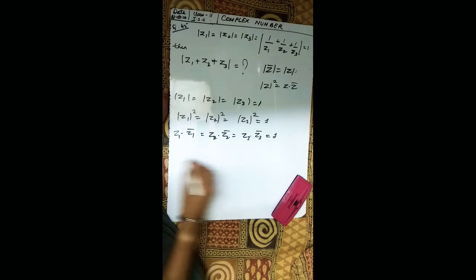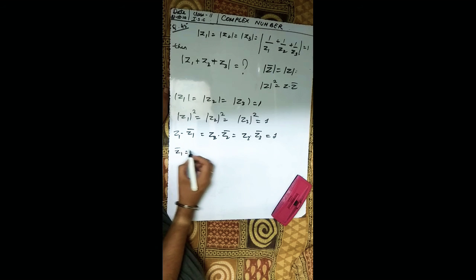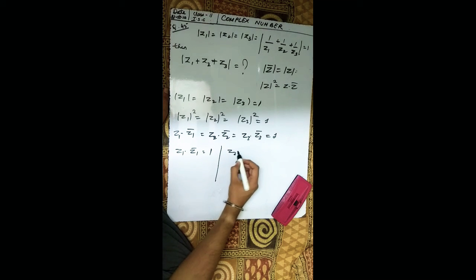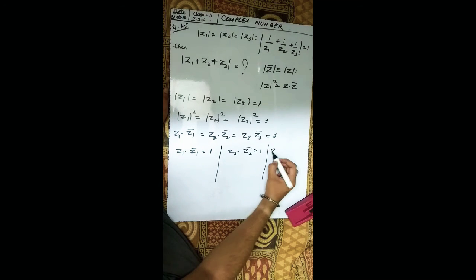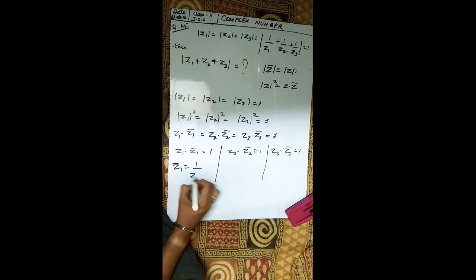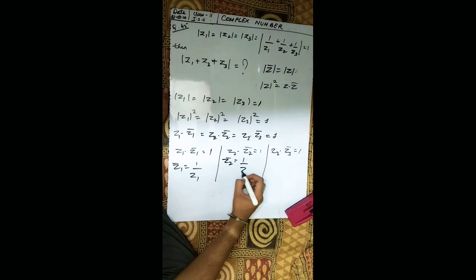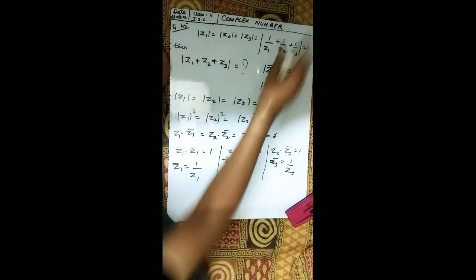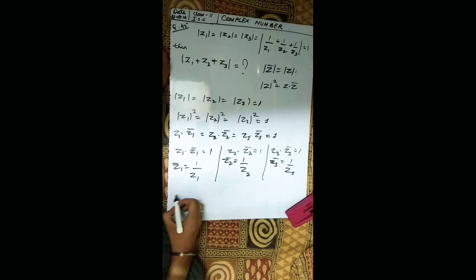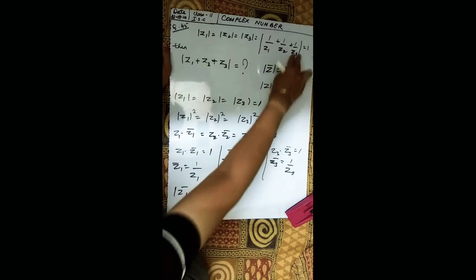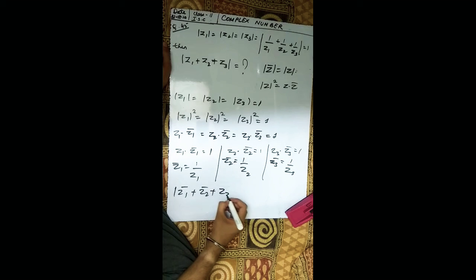Now equalize this is equal to this. So z1 into z1 bar is equal to 1, z2 into z2 bar equal to 1, and z3 into z3 bar equal to 1. From here, z1 bar will be equal to 1 upon z1, z2 bar will be equal to 1 upon z2, and z3 bar will be equal to 1 upon z3. Now as we have this also, so 1 upon z1 can be replaced with z1 bar, this can be replaced with z2 bar, and 1 upon z3 can be replaced with z3 bar.